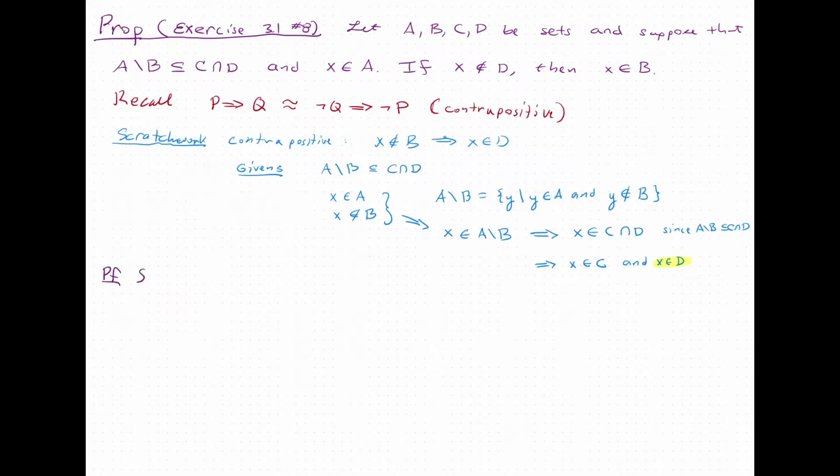So here we have suppose. We're going to put in our assumption: suppose A minus B is a subset of C intersect D. Here you can say A, B, C, D are sets, but in this case it is fine to not say that they're sets, since it is part of the assumption. We can just say A minus B is a subset of C intersect D, and it's optional to say where A, B, C, and D are sets. And x is in A. That's our first assumptions.